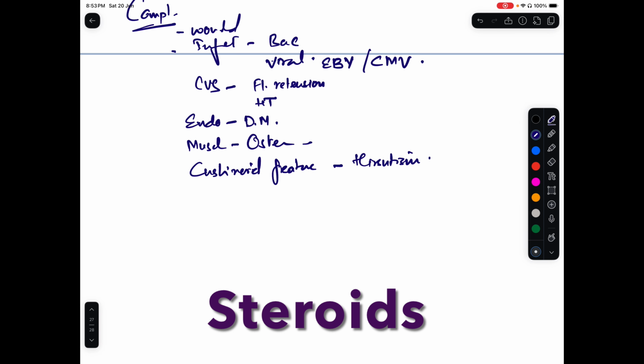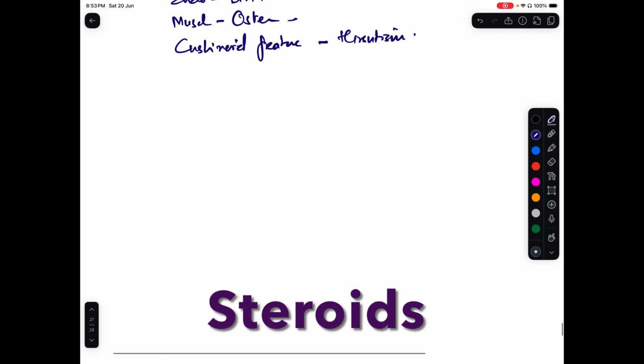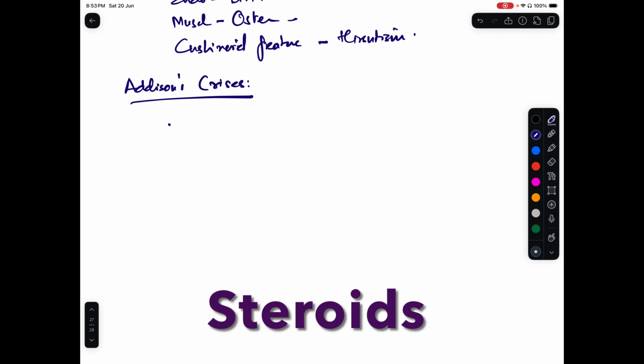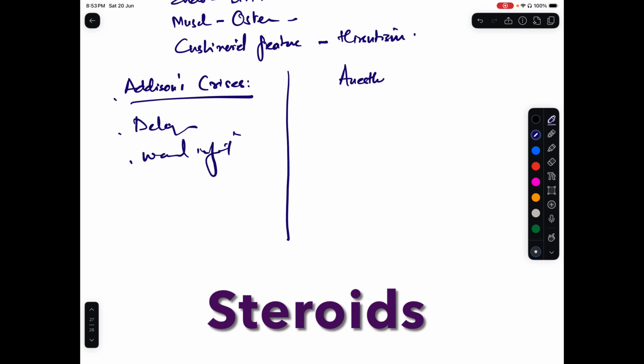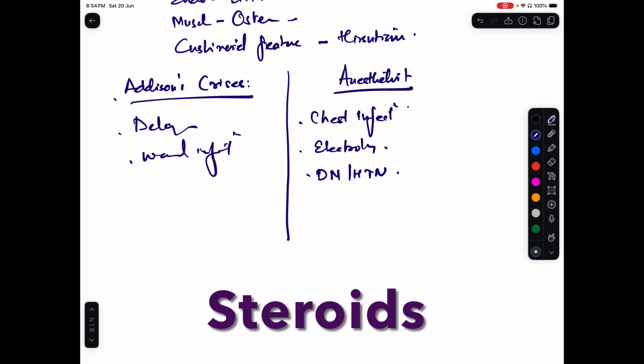What are the considerations? The important thing is Addison's crisis. You have to think about sudden deficiency, delayed wound healing, wound infection. Anesthesia, what does the anesthetist have to look after in this patient on steroid? Chest infections, electrolyte disturbances, diabetes mellitus, hypertension, BP can increase, and delayed recovery. Patient may have delayed recovery.